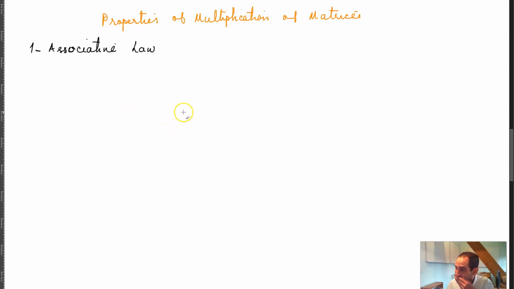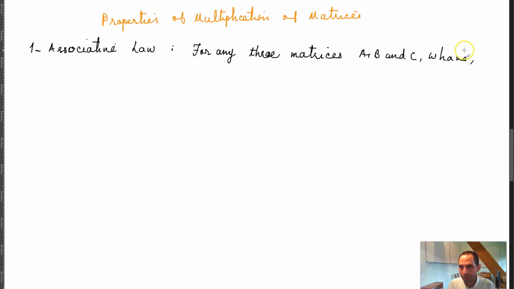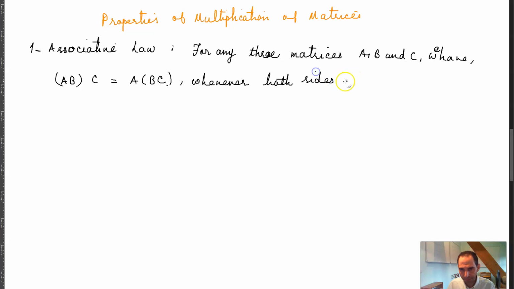So now the associative law: for any three matrices A, B, and C, we have AB times C is equal to A times BC, whenever both sides of the equality are defined, right?